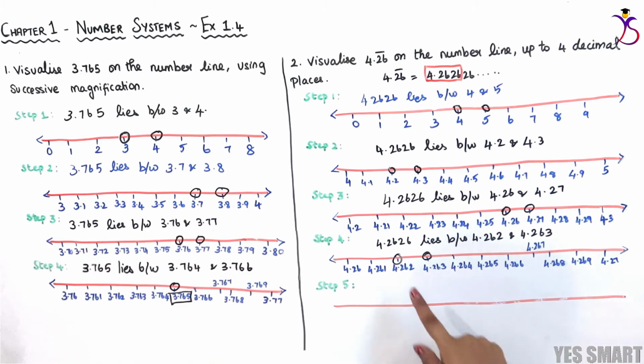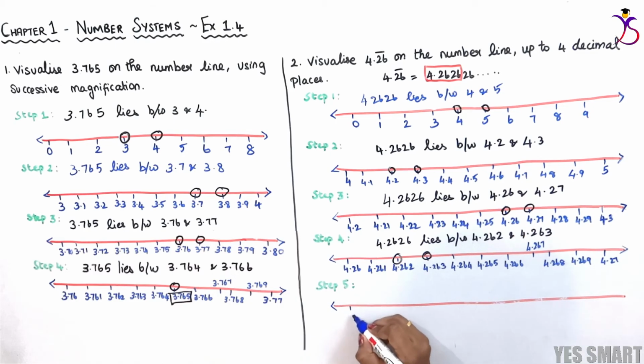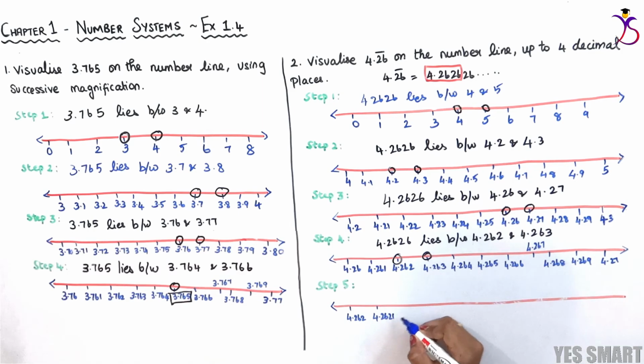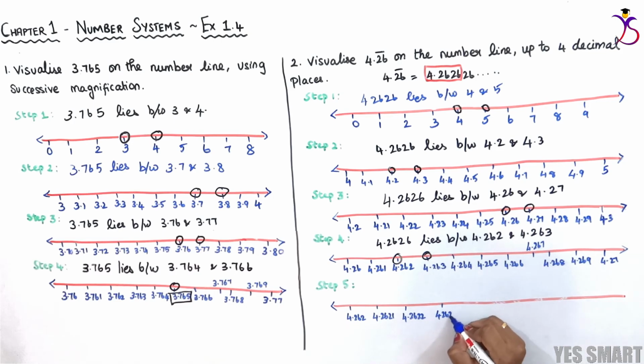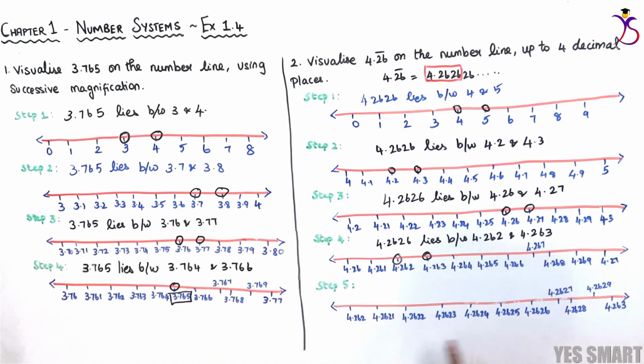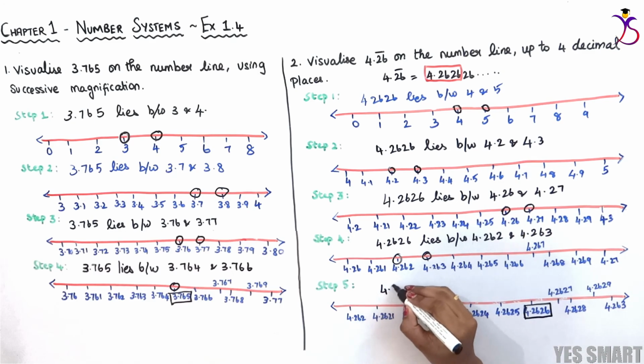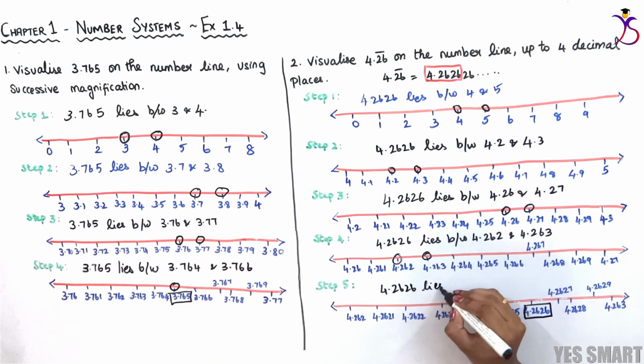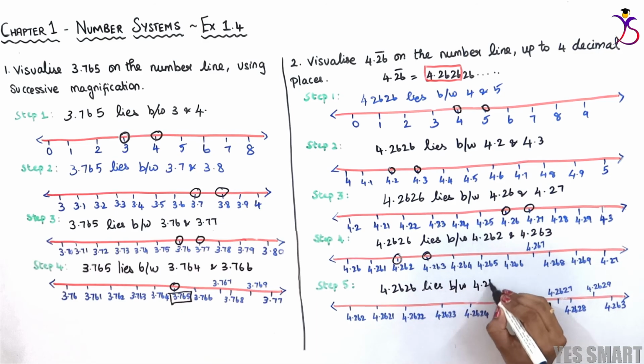Now let's magnify the numbers between these two values. 4.262. Next 4.2621. It will be of 4 decimal places. 4.2622, 4.2623, 4.2624, and it goes on. 4.2629, then finally 4.263. Now the given question lies here, just after 4.2625 and before 4.2627. 4.2626 lies between 4.2625 and 4.2627.